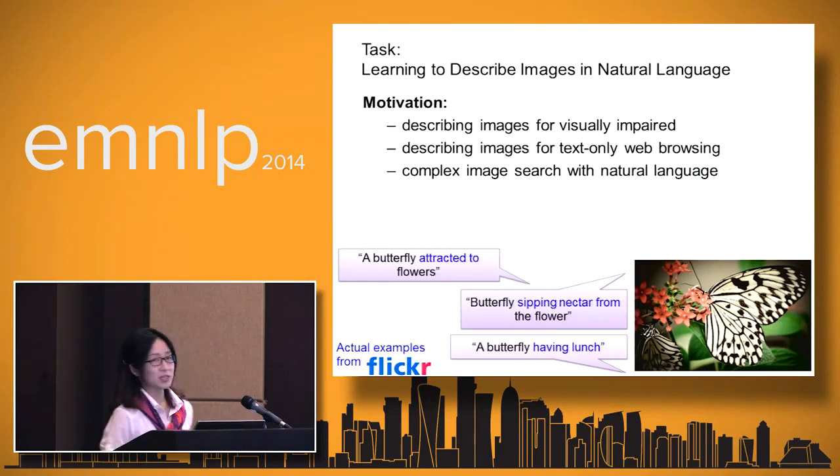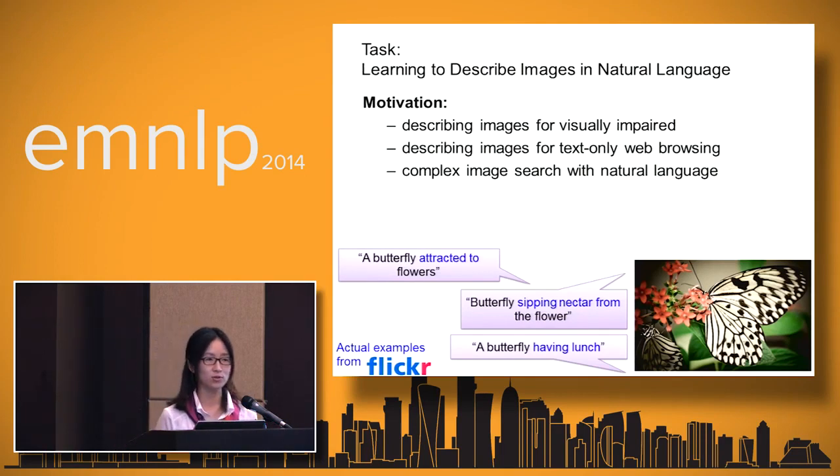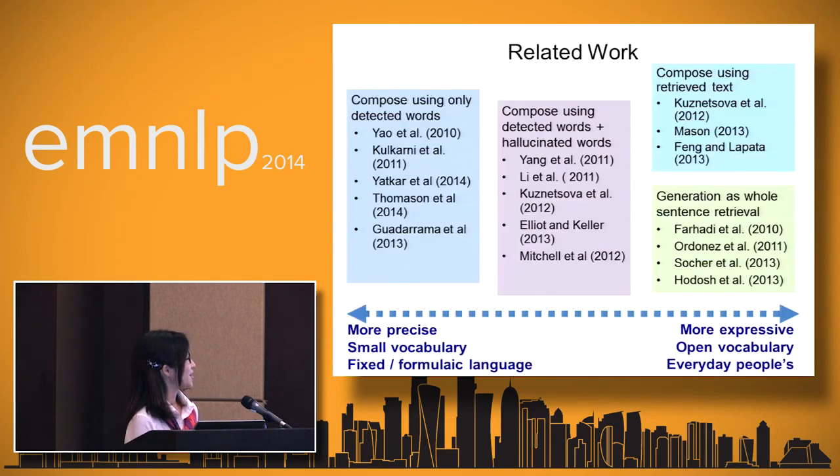So tapping into this data that's readily available in a very large quantity, the goal of this study is to describe image content using the kind of rich, highly expressive language that people use in their casual online activities. And this could potentially be useful for describing images for the visually impaired, or for text-only web browsing, and also for enabling complex image search with natural language queries.